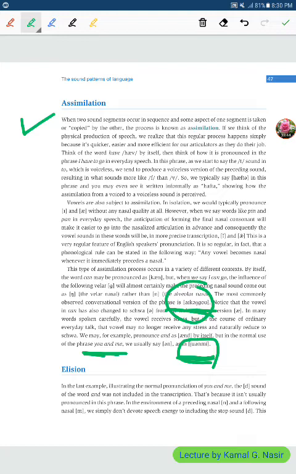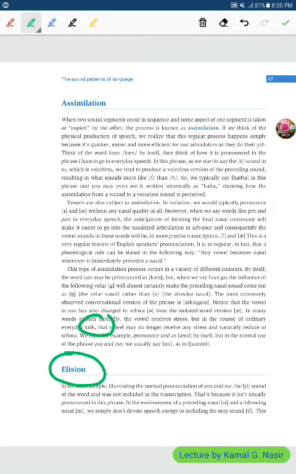And I think you remember the different definitions and examples of assimilation from the book of Phonetics and Phonology in second year. Elision is the omission of certain sounds, that is, certain sounds will not be pronounced. Okay?